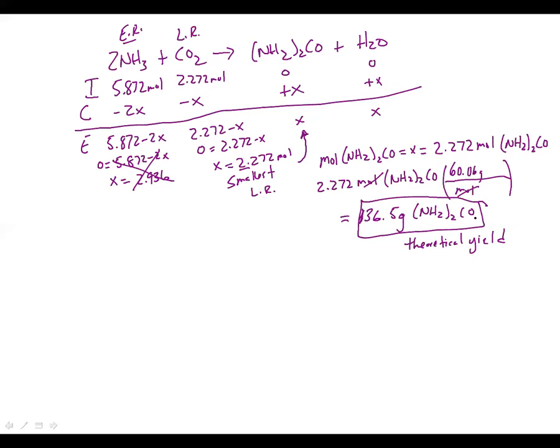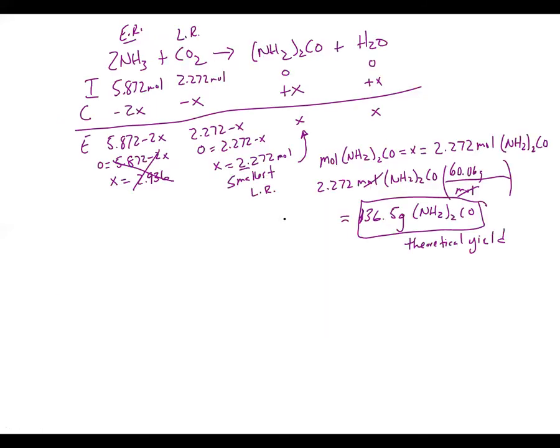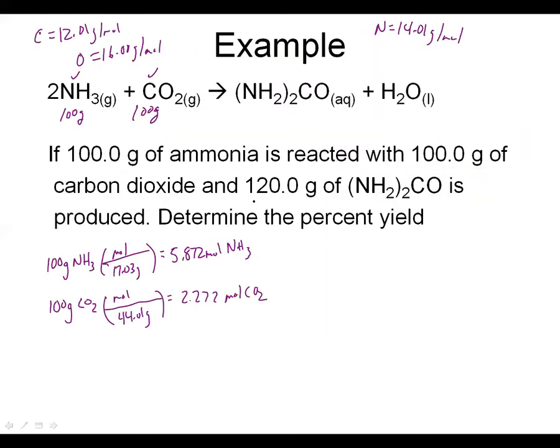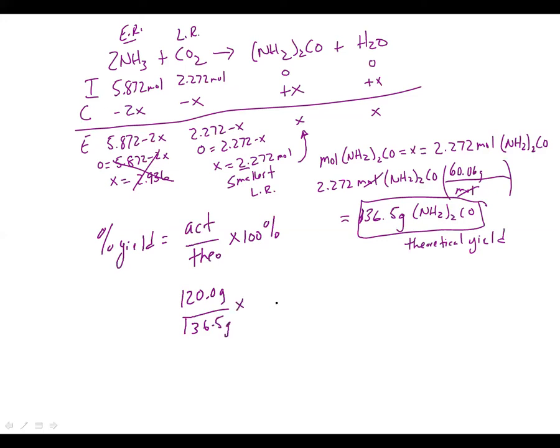As usual with these type of problems, especially percent yield problems, if we go back and look at our problem here, not that far back apparently. Let's go back here. There you go. And if we look at our problem, again, the actual yield is usually always given to you in the problem. So we can now calculate the percent yield by taking our actual divided by our theoretical times 100%. Actual from the problem is 120 grams. Theoretical, we just calculated at 136.5 grams. We're going to times it by 100.